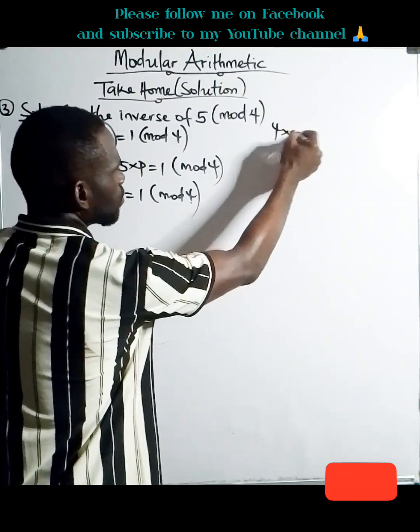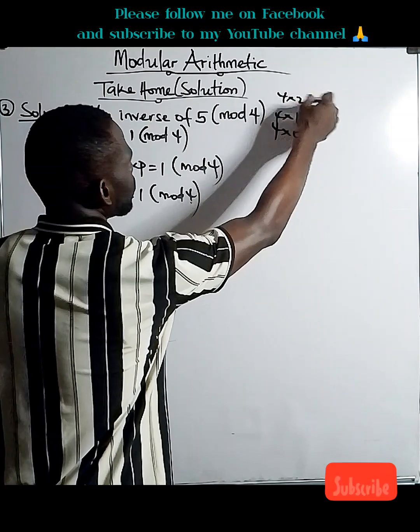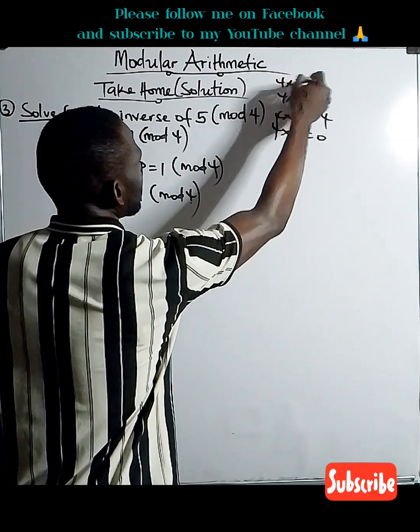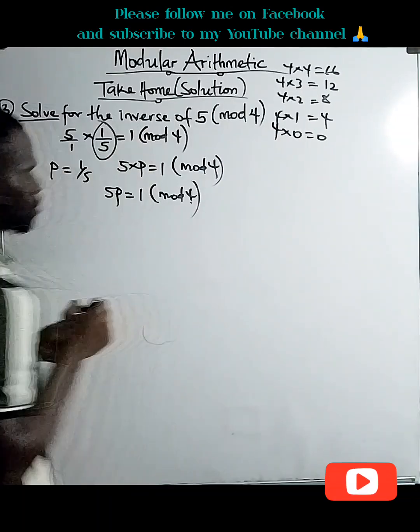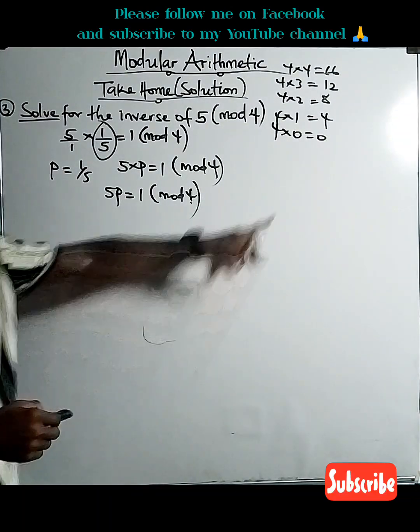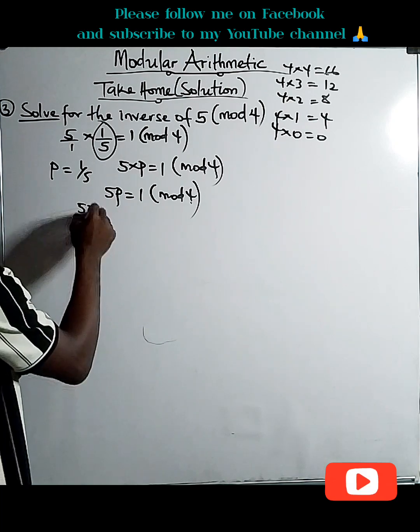4 times 0 is 0. 4 times 1 is 4. 4 times 2 is 8. 4 times 3 is 12. 4 times 4 is 16, and so on and so forth. So we're going to start with 0. 0 plus 1 gives us 1. So that's 5P equals 1.